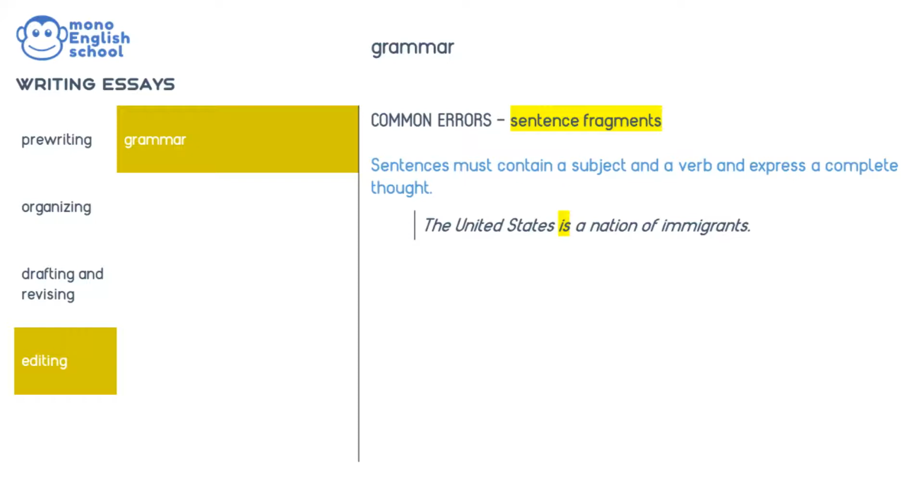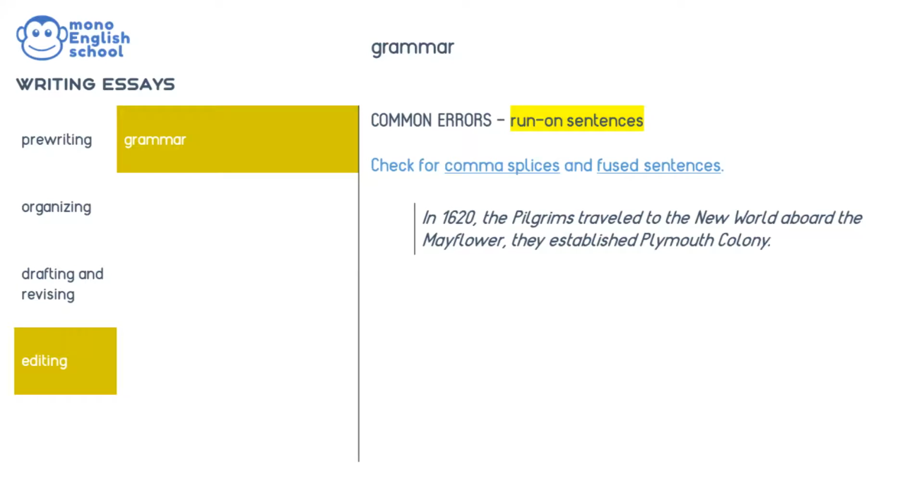The opposite of a sentence fragment is a run-on sentence. This time, we have multiple independent clauses in a sentence with inappropriate or absent punctuation. Again, the example sentence demonstrates one type of run-on sentence. In 1620, the Pilgrims travelled to the New World aboard the Mayflower, they established Plymouth Colony.